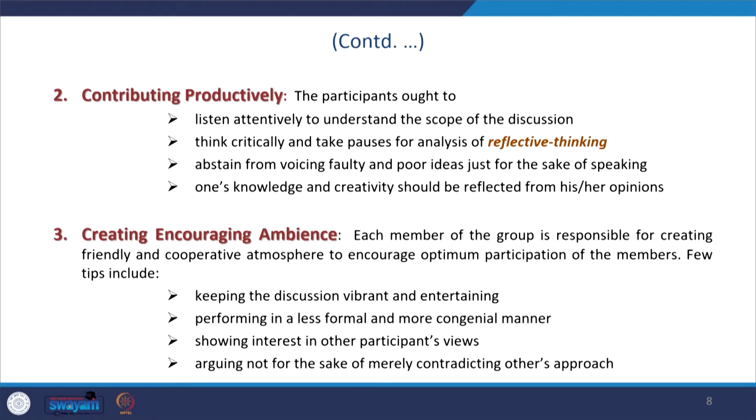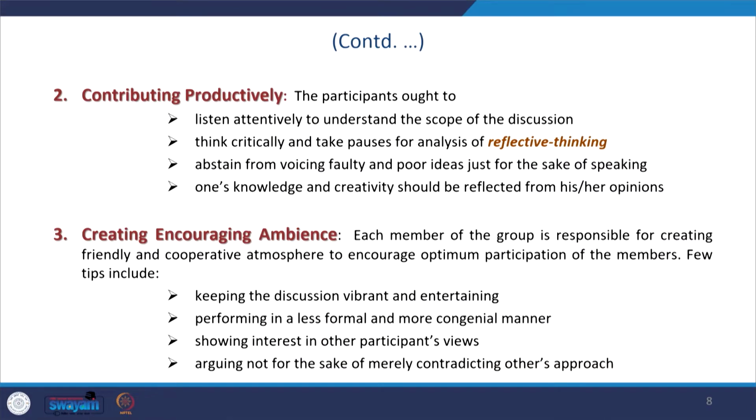Now, we should also talk about creating a proper ambience or atmosphere in a GD. Those people who are conducting such a GD will not tell you, because they are simply watching the participants. So, in order to create a convenient or an encouraging ambience, each member of the group has to see that it is one's responsibility to create a friendly and cooperative atmosphere to encourage optimum participation of the members.